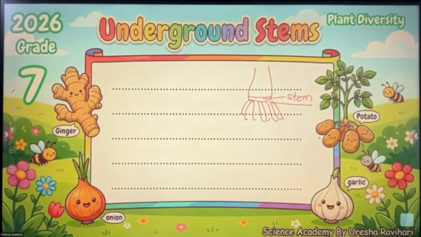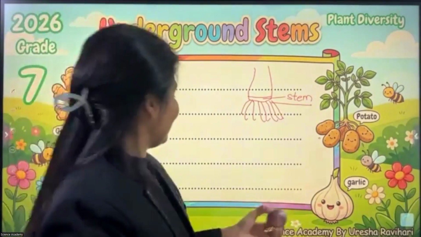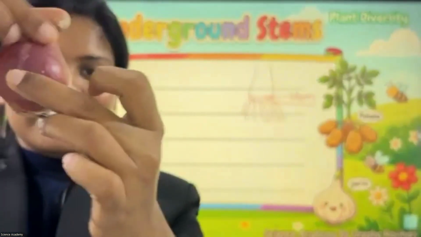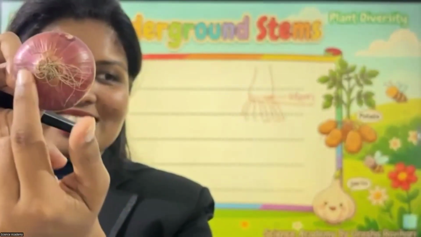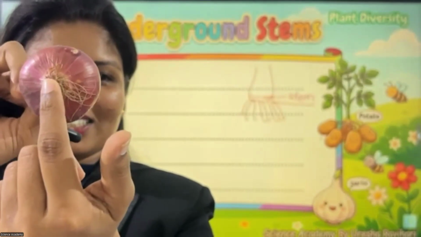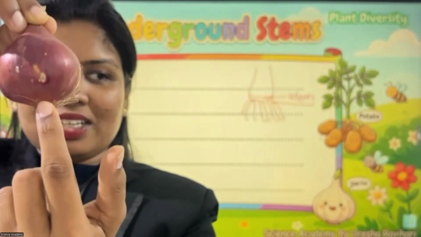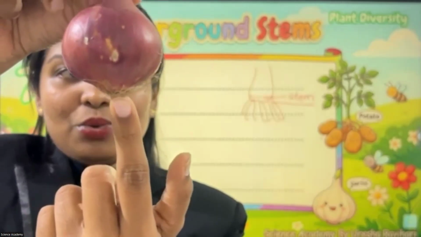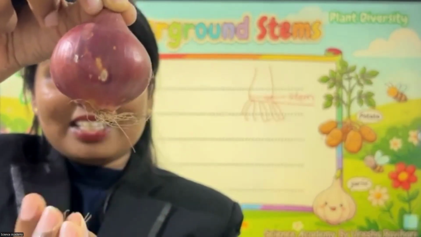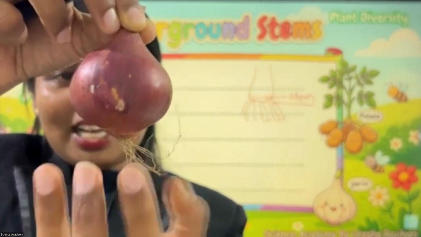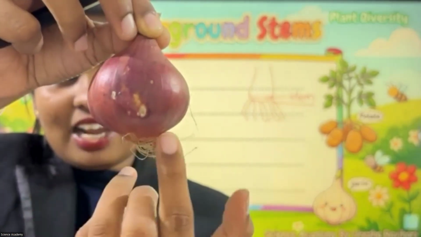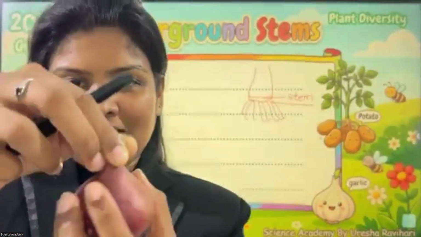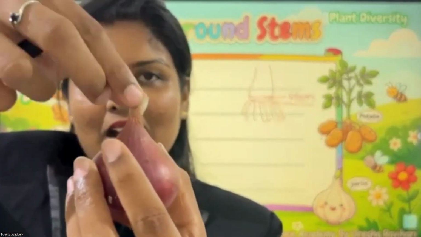Children, what is this? Onion. Yes, onion. Here also you can see roots. Above these roots, this area, is the stem. This is the root section. Now roots are there, and around or above it the stem is there. Here leaves are coming out.